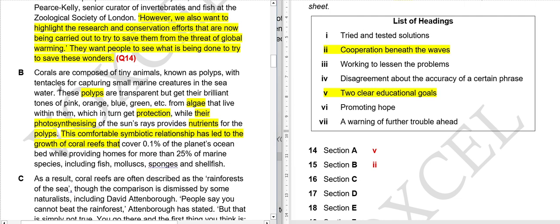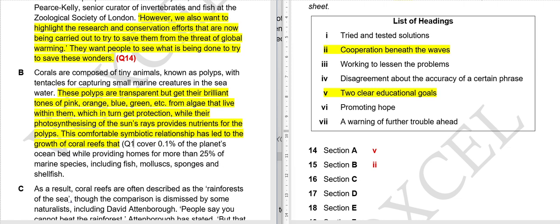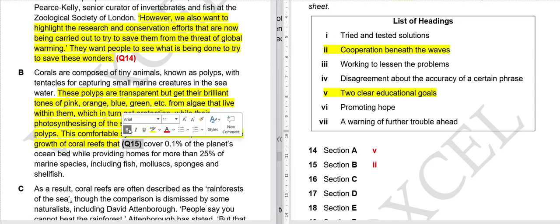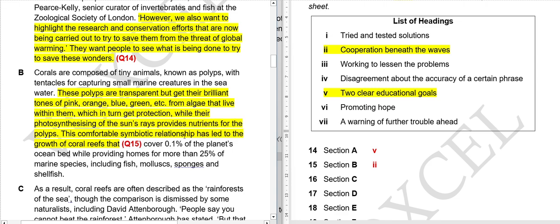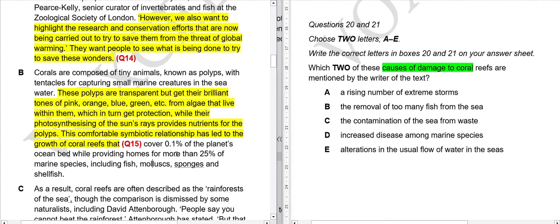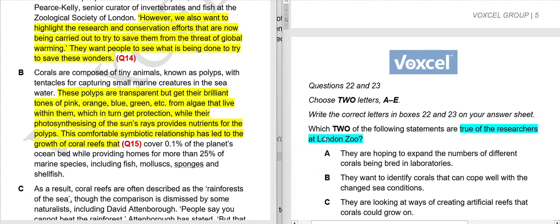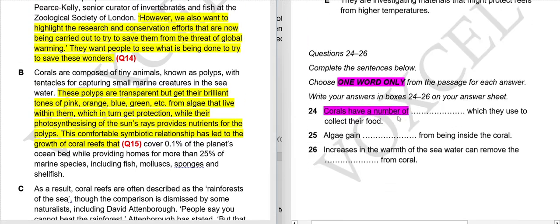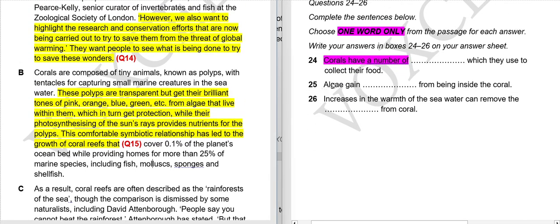So from here to here you can easily identify from the nuances of the language that our answer to question number 15 is option number 2, cooperation. So they are cooperating, polyps and algae, they are cooperating with each other. Now we will see there are no causes of damage to coral and there is nothing about London Zoo here, but there's something about algae.